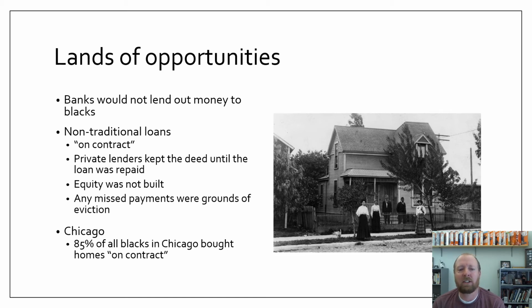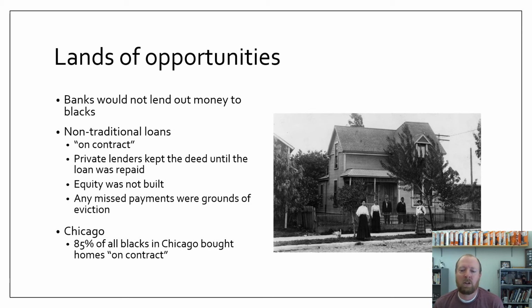A private lender would allow the individual to buy the home and make monthly payments on the home. But the deed was kept by the lender, and the deed was not granted until the entire loan was paid off. If you tried to sell, the contract was such that you couldn't sell your home halfway through. You never built equity in the home. The money you gave the lender was not going toward paying off the home. And any missed payment was grounds for eviction.